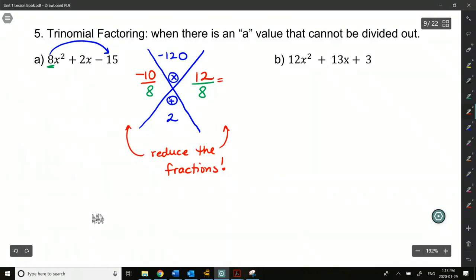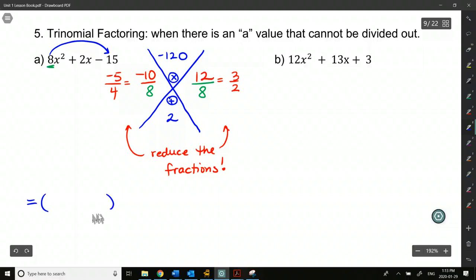Okay, I'll show you guys the way that maybe many of you were taught in grade 10 after this. So how do I reduce 12 over 8? What does that reduce to? So 4 goes into both of those, so 3 over 2. And how about -10 over 8? 5 over 4. -5 over 4. Okay, so you guys just found your two sets of brackets.